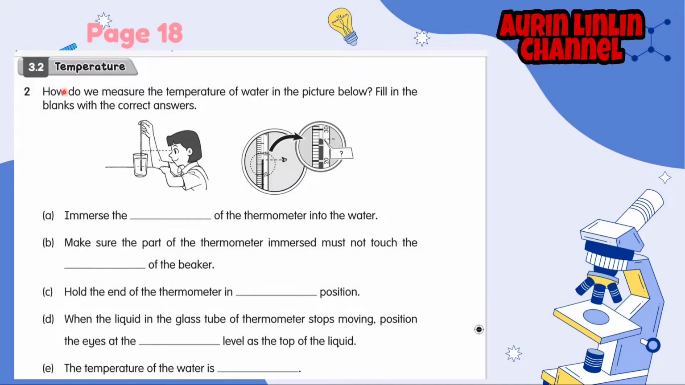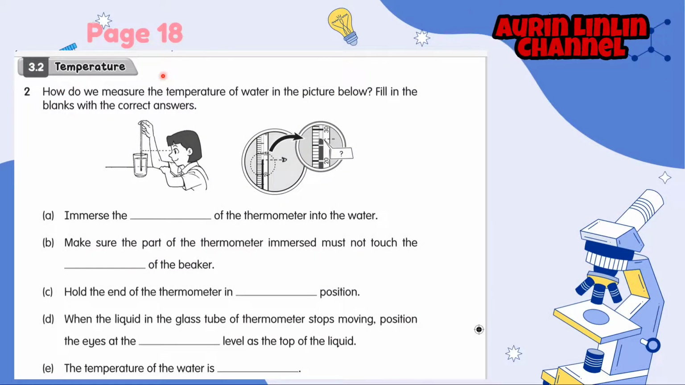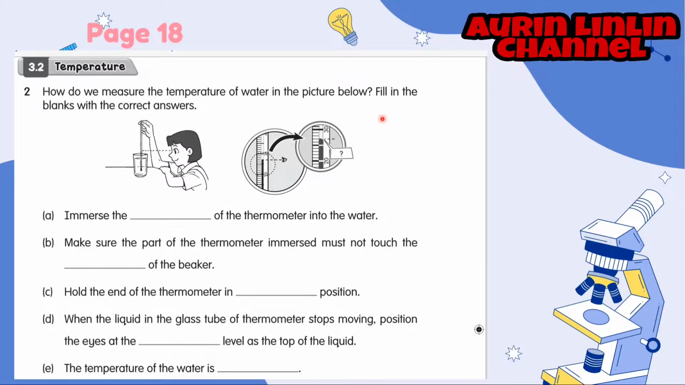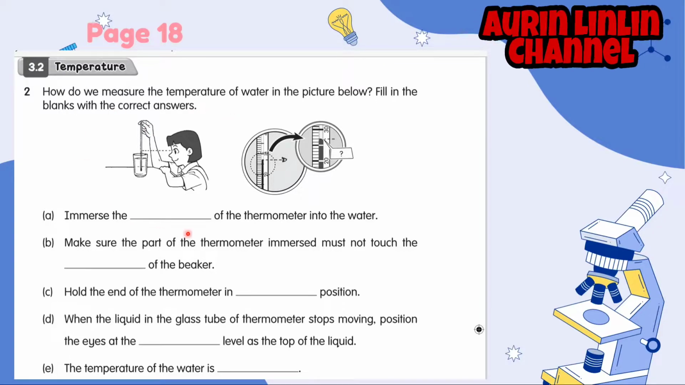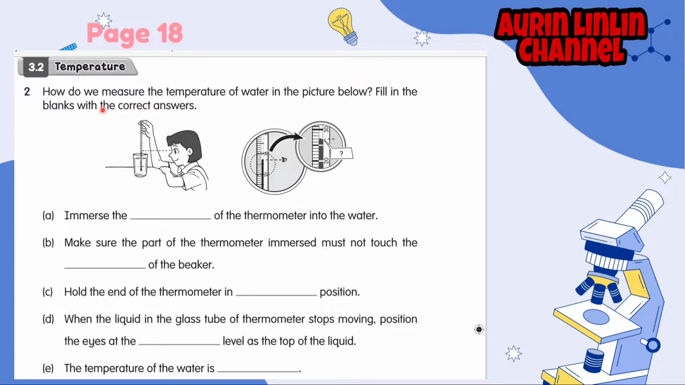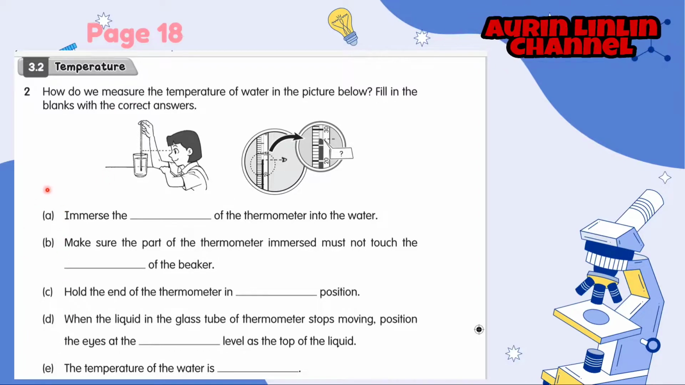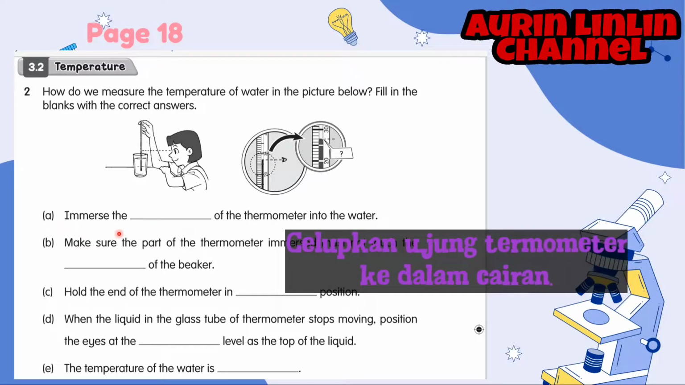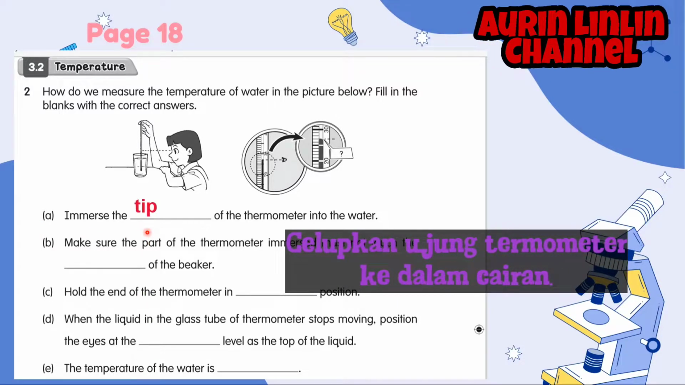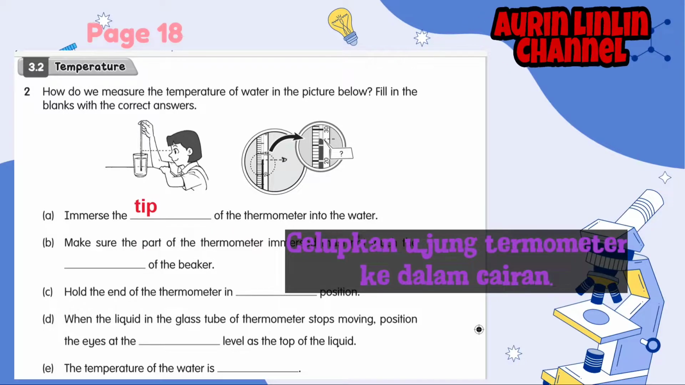The next part is about temperature. How do we measure the temperature of water in the picture below? Fill in the blanks with the correct answer. Okay, the girl is using a thermometer, and this is the way how we use the thermometer. Question A. Immerse the tip of the thermometer into the water.